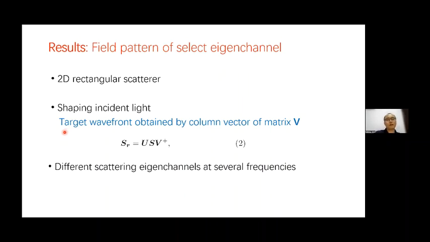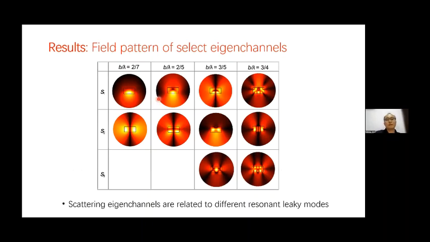To achieve this goal, we use the target wavefront that is obtained from the column vector of the matrix V. As I previously introduced, the column vector of matrix V represents the eigenfunction of the incident light. So in this way, we can couple light to different scattering eigenchannels by choosing different column vectors of matrix V. We studied several frequencies. These are the results for the field patterns of different scattering eigenchannels.